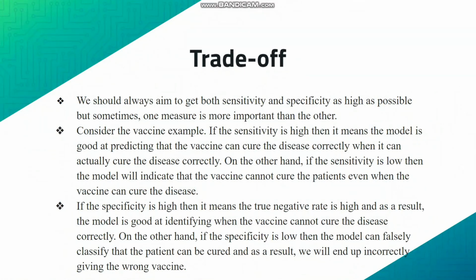If specificity is high, then it means the true negative rate is high, and as a result, the model is good at identifying when the vaccine cannot cure the disease correctly. On the other hand, if specificity is low, then the model can falsely classify that the patient can be cured, and as a result, we will end up incorrectly giving the wrong vaccine.